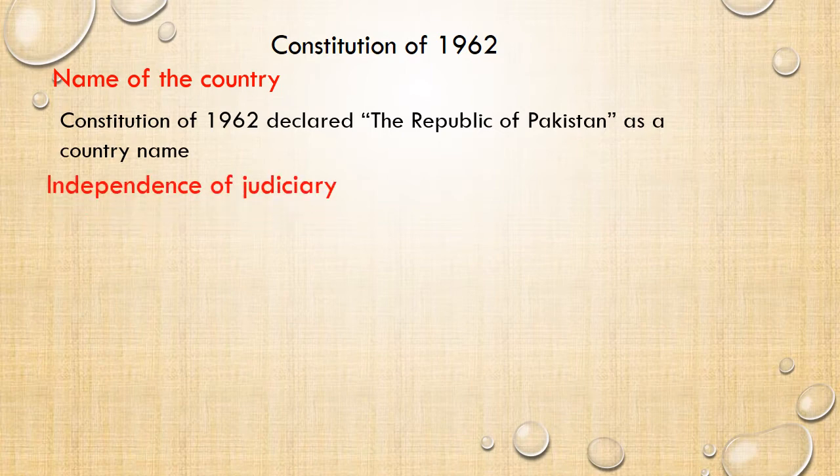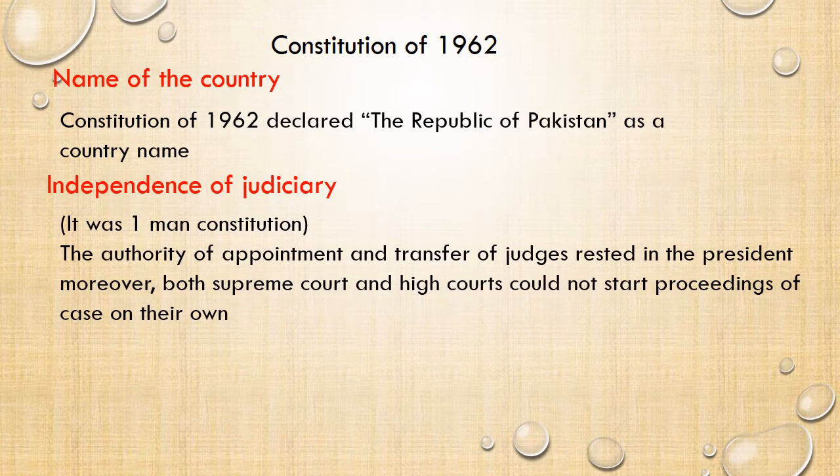Okay, next point is independence of judiciary. It was a one-man constitution. The authority of appointment and transfer of judges was vested in the president. Moreover, both the Supreme Court and High Court couldn't start proceedings of a case on their own. Under this constitution, there was no independence or freedom of judiciary. They snatched the power of review from the judiciary. If any law or amendment was passed by the president, it meant it was passed. They didn't allow the judges to review it.